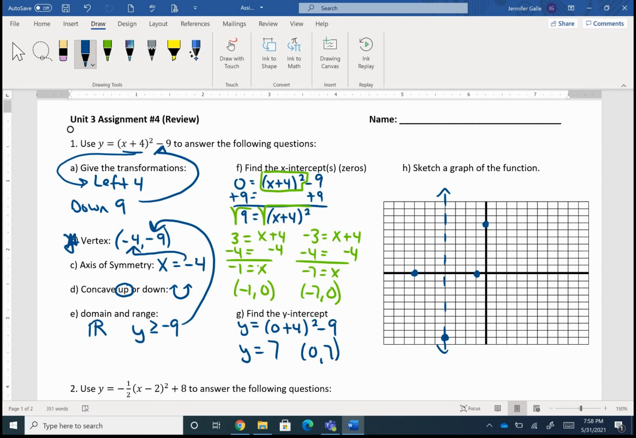Our graph is symmetric, so I can take the y-intercept. It's 1, 2, 3, 4 spaces away from the middle. Now I go on the left side, 1, 2, 3, 4 spaces away from the middle. And I go ahead and I draw on my graph.